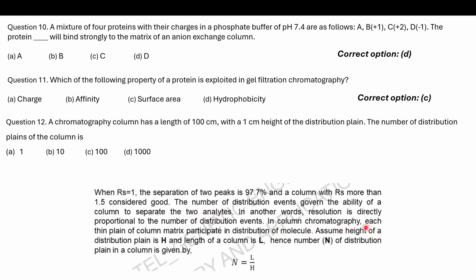See, in a column chromatography, the resolution is directly proportional to the number of distribution events, like the number of plates there are. Okay. And each thin plane of column matrix participates in distribution of molecule. Now if the height of the plane is h and length is l, then the number of distribution planes in a column is given by this. Okay. So this is straightforward, like L by H. So 100 will be the answer. Okay.